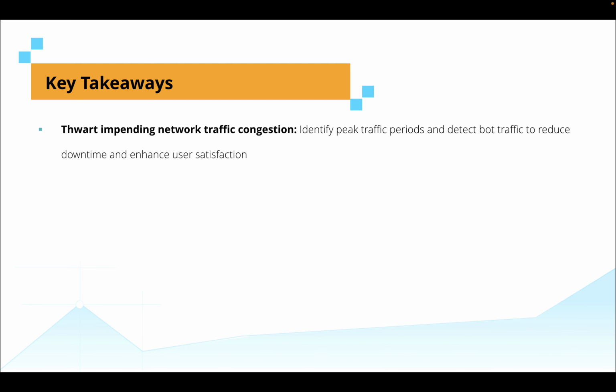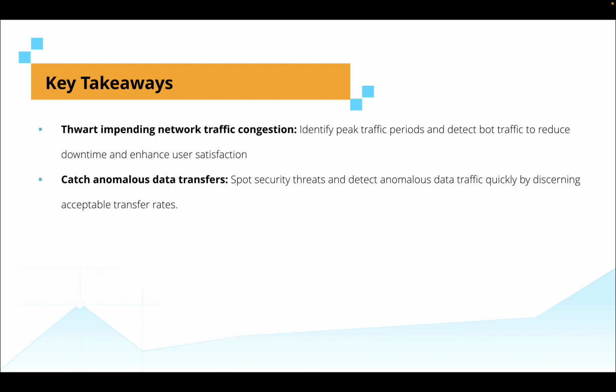The second approach or strategy that we discussed was to reduce security incidents and fortify your IT security by catching anomalous data transfers. Monitoring unplanned data transfer peaks is crucial because it helps identify unusual activities or malicious actors that might signify potential security threats. By discerning the acceptable data transfer rates, you can quickly identify and respond to such anomalous traffic flows.